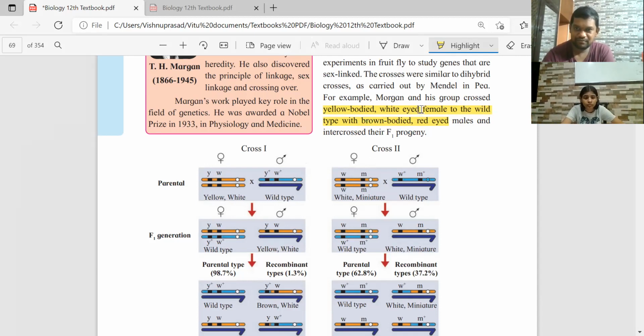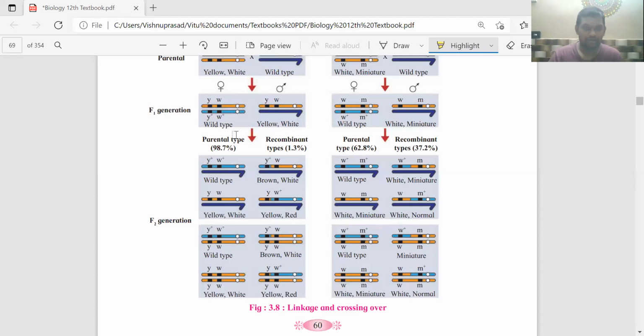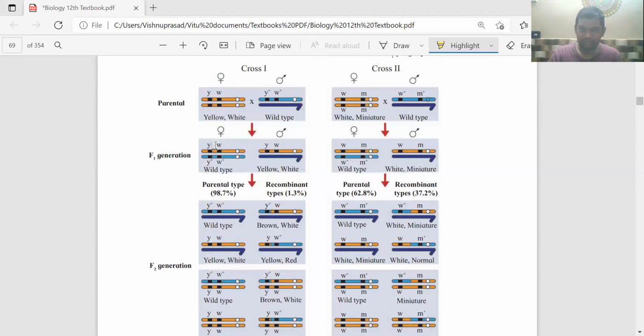So here in this cross 1, you have yellow and white as one combination, yellow bodied, white eyed, and the other combination is the wild type. Concentrate on the pattern first. Observe the genes. These dark lines which are shown are the location of the genes on this chromosome. So the F1 generation was produced from this. This is the female parent. This is the male parent.